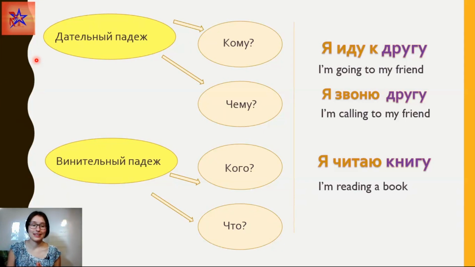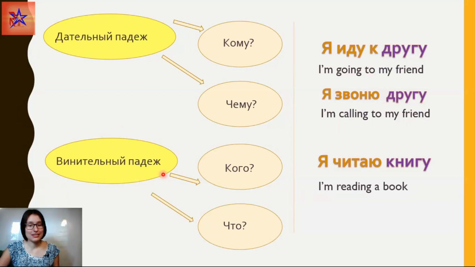So дательный падеж, that's a dative case. And it answers such questions like кому, чему. And its principal meaning is expressed by the prepositions to and for. And besides, it's used with different verbs, which we will learn later in another video, and after which we are to use a dative case. So, я иду к другу, I'm going to my friend. Я звоню другу. No preposition, but anyway we use a dative case. I'm calling my friend.